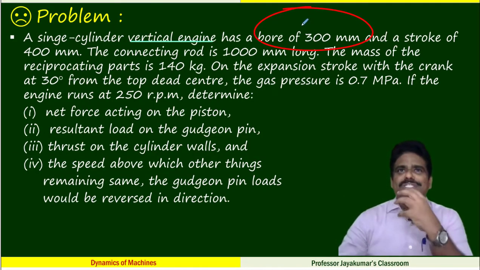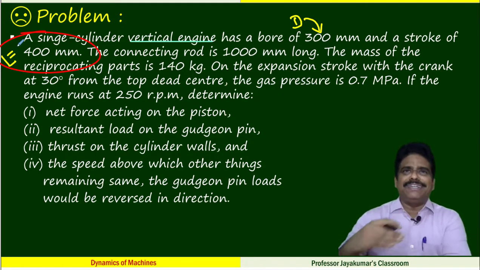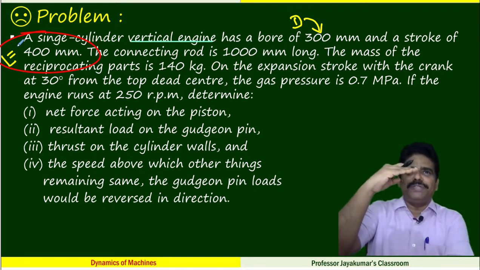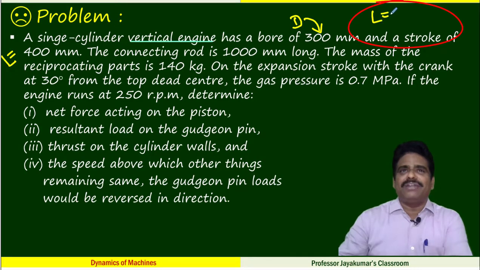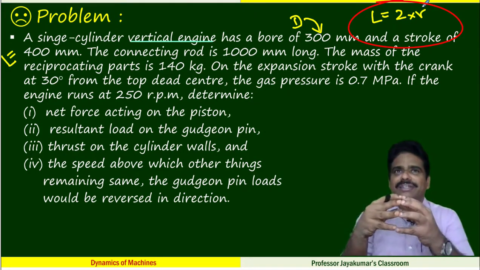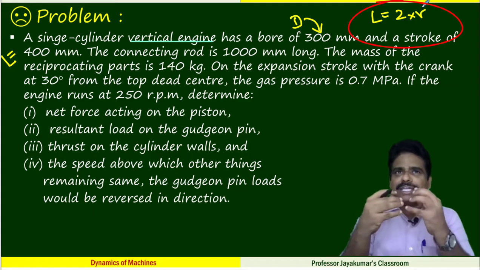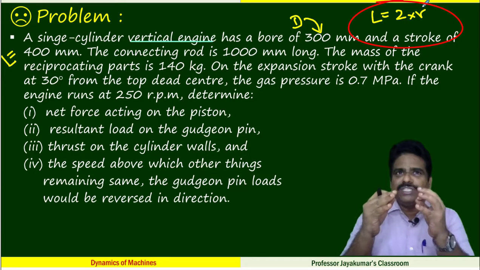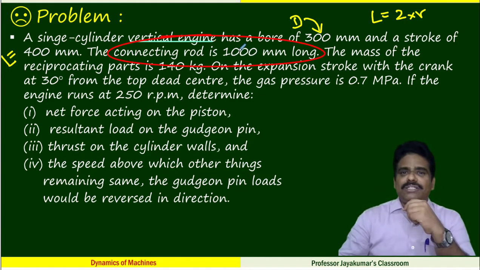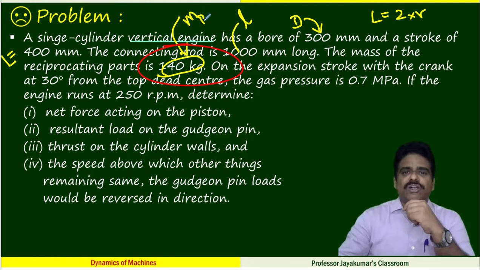What is the bore? Bore is nothing but outer dia of the piston. Stroke of piston. In vertical engine, stroke is nothing but distance covered between top dead center to bottom dead center. Whenever they have given you the value of stroke, immediately you should be understanding that they are giving you the crank radius data indirectly, because stroke is equal to 2 times the radius of the crank. Then connecting rod length is given, which I call it as a small letter L. Mass of the reciprocating parts are given, which I call it as M suffix R.